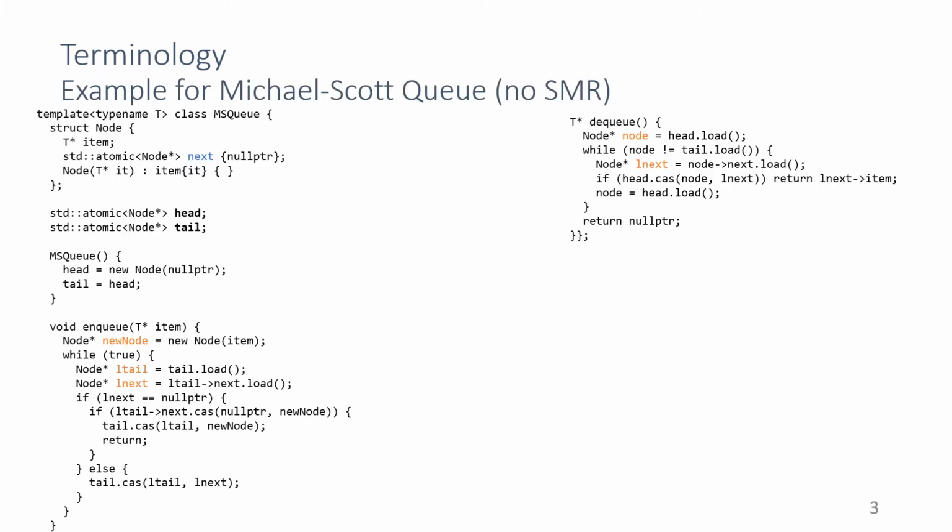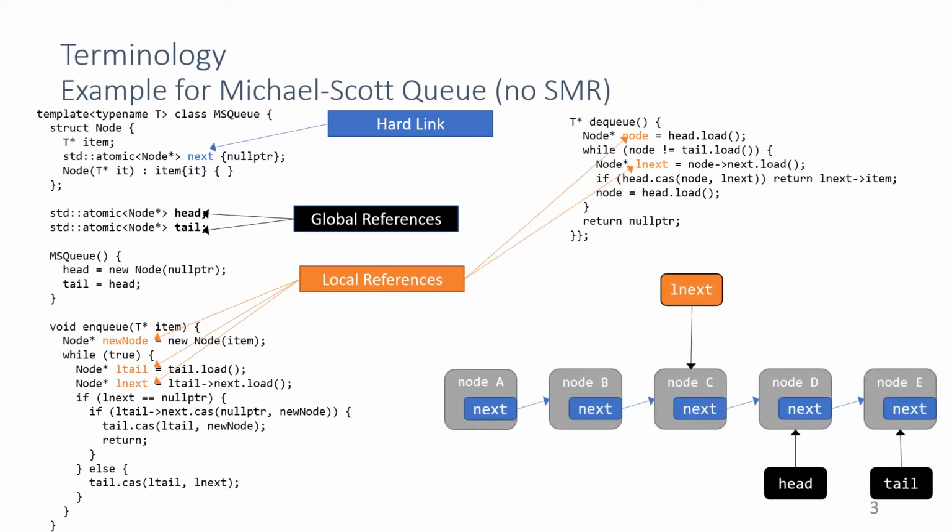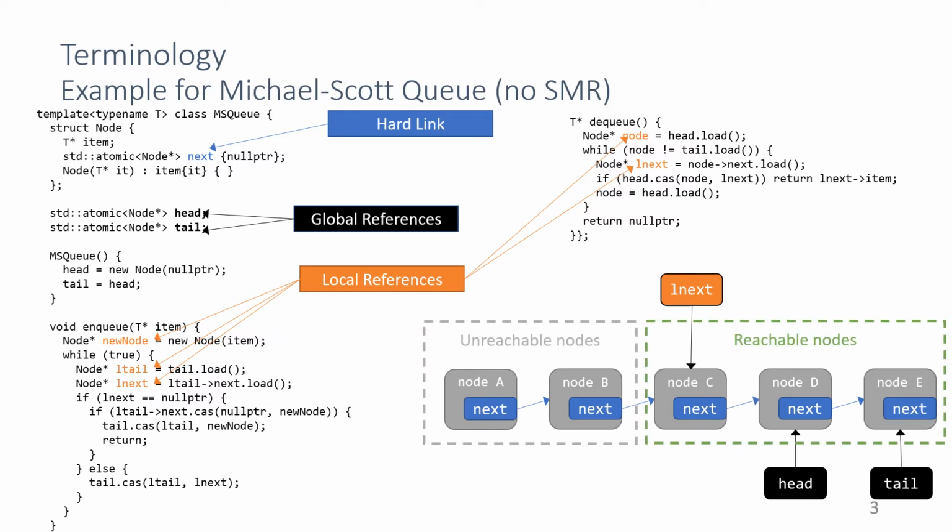Here is the code for Michael and Scott lock-free queue, where we can see the global references, the hard link, and the local references. In an example where we have multiple nodes inserted in the queue, we can see that C, D, and E are reachable nodes, but A and B can be later deleted.